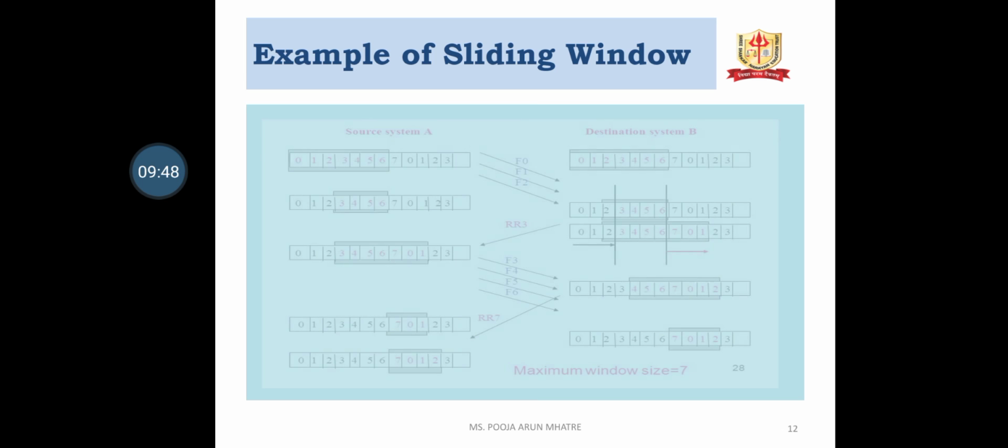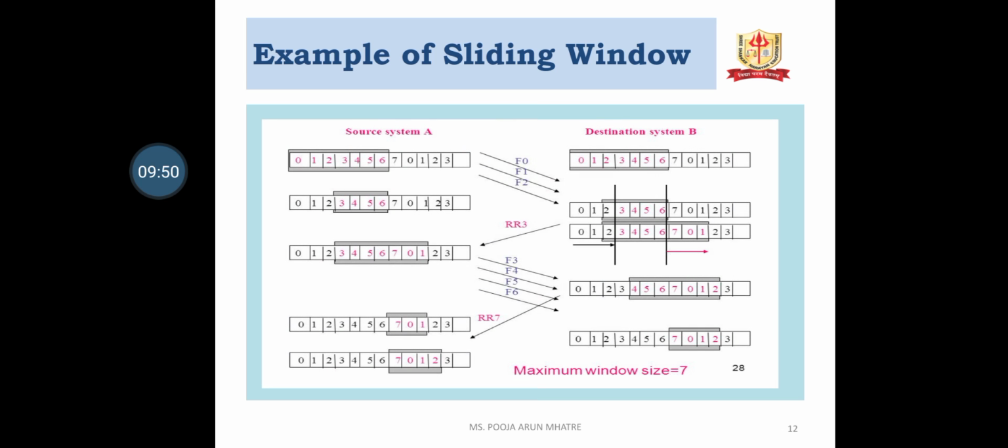Example of sliding window. Here the source system A and destination system B are shown. Source system A is sending a message with a maximum window size of 7. That means frames 0 to 6 are sent. So frames 0, 1, 2, 3, 4, 5, 6 are sent to the receiver.